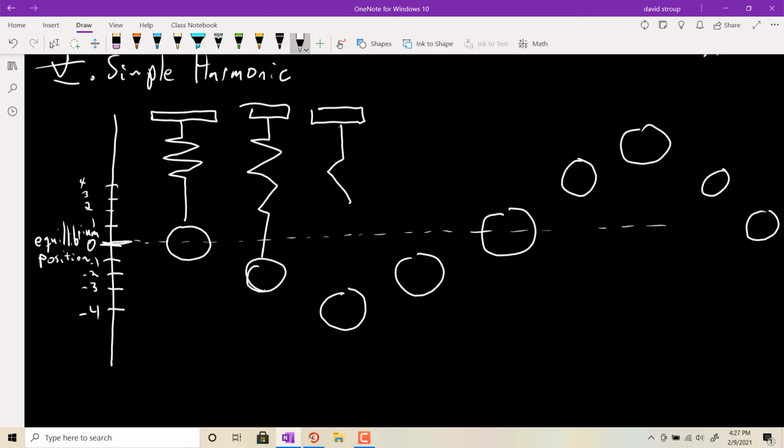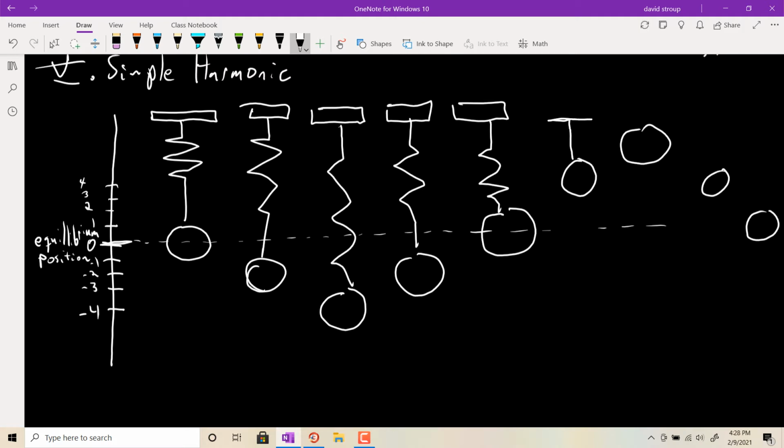Well, I think you can guess. Okay, so the spring is now coming back up a little bit, and it's at equilibrium position. And then it's kind of smooshing back up, and now it's really smooshed up. Right? And then it starts stretching back out.